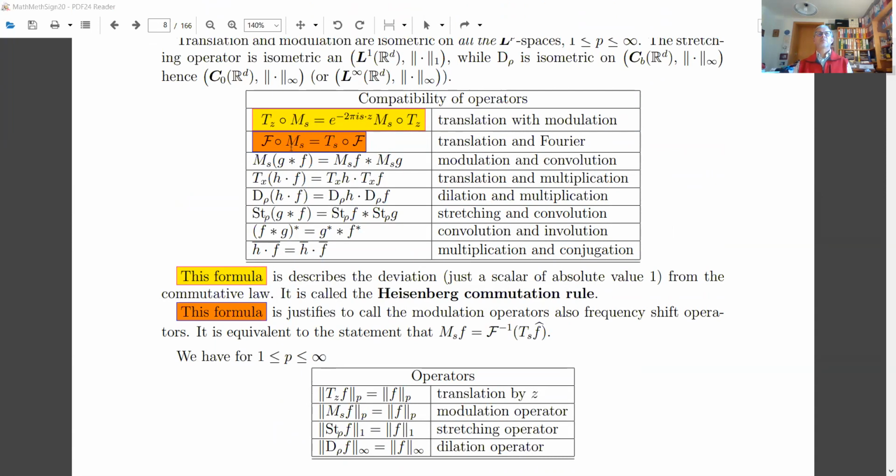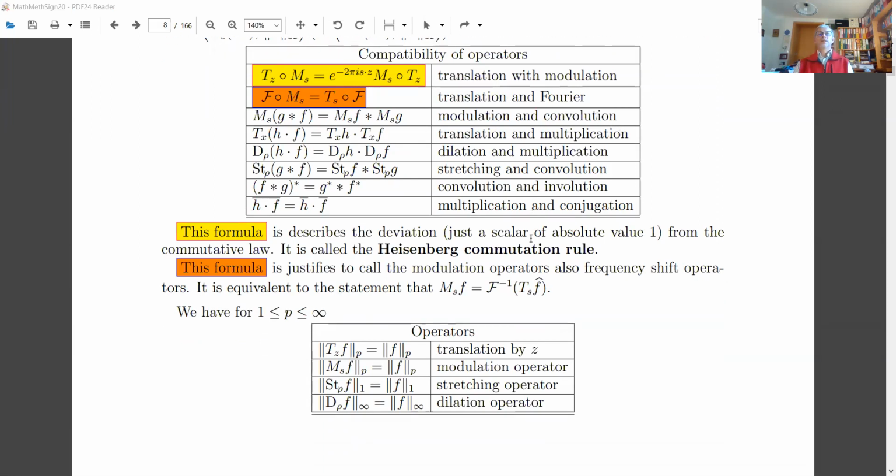Yeah, maybe the orange formula is important because it says if you first apply the modulation operator to a function, and then take the Fourier transform of the modulated function, it is the same as taking the Fourier transform and shifting it. So again, this is a translation operator on the Fourier transform side. And if you would have a translation here, it would get a modulation, but with a minus because the inverse Fourier transform has a different sign. Okay, so this is the way how we get approximate units in L1.